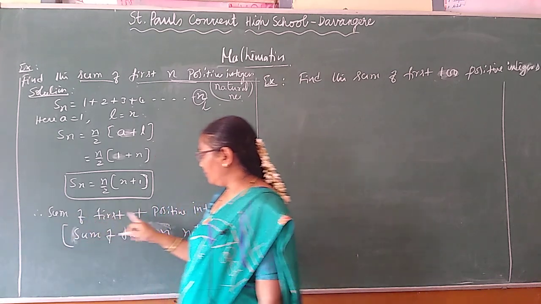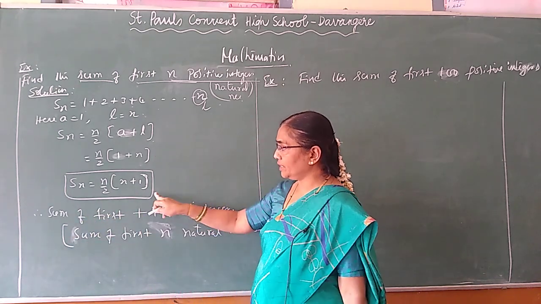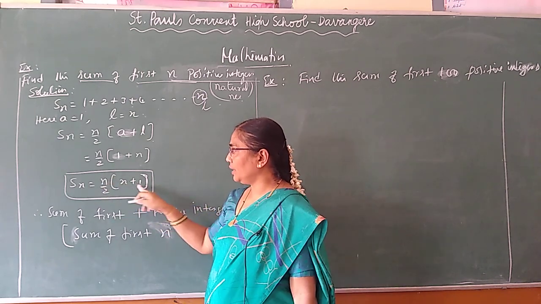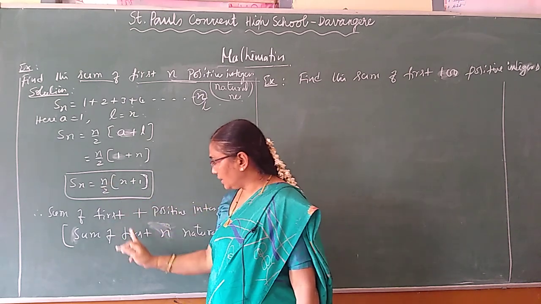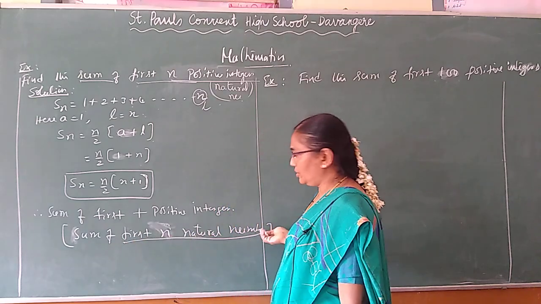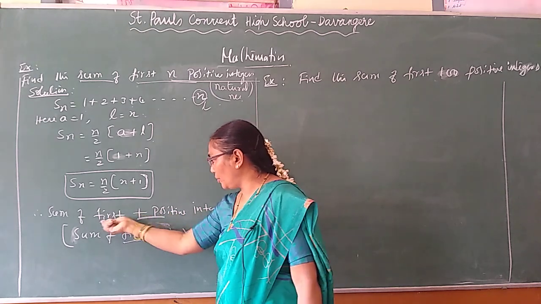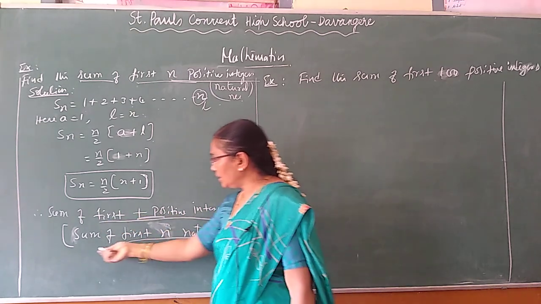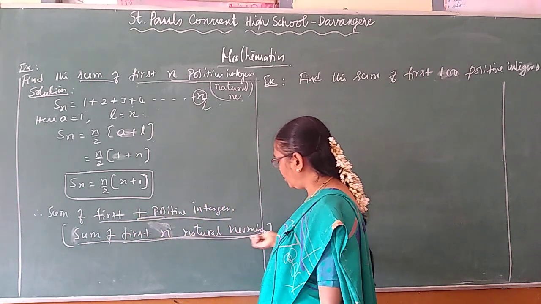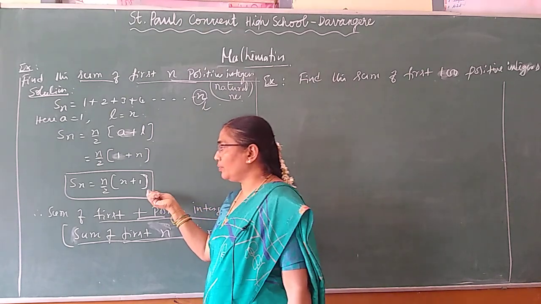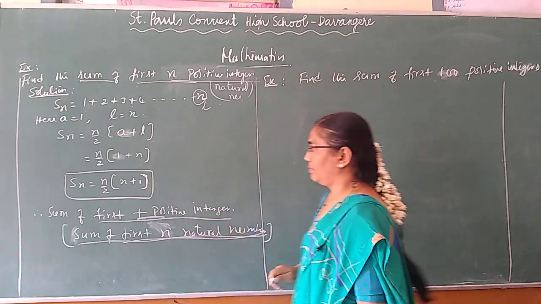So, the sum of first n positive integers is always found out with the formula Sn is equal to n by 2 into n plus 1. See, this is nothing but the first n natural numbers only. So, in the problem they may ask the first n positive integers or the sum of first n natural numbers. You have to use this formula. So, let me do one problem based on this formula.